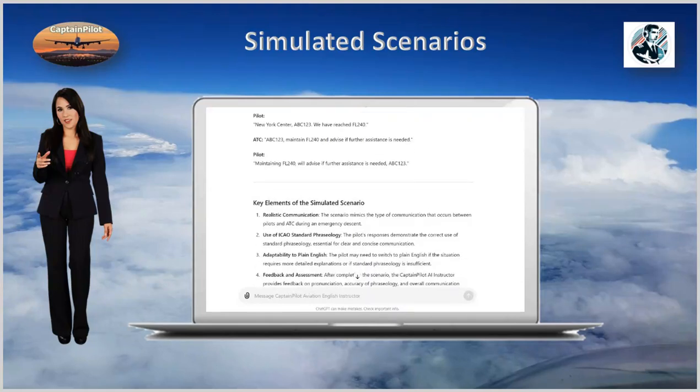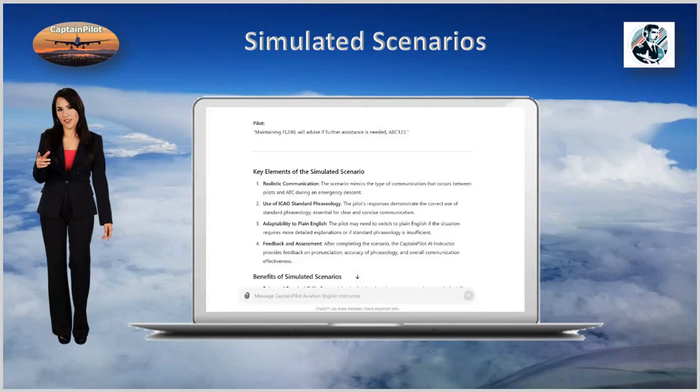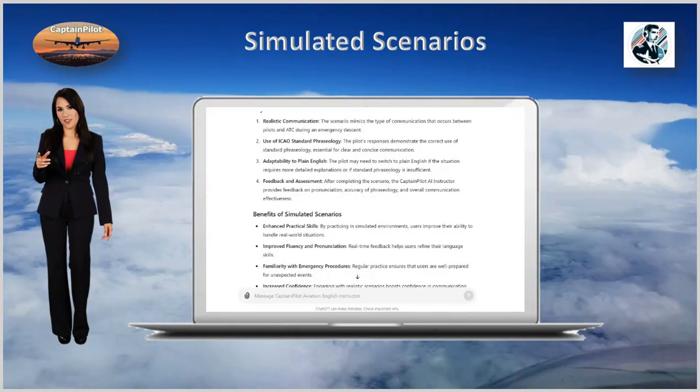Key elements of the simulated scenario. 1. Realistic communication. The scenario mimics the type of communication that occurs between pilots and ATC during an emergency descent. 2. Use of ICAO standard phraseology. The pilot's responses demonstrate the correct use of standard phraseology, essential for clear and concise communication. 3. Adaptability to plain English. The pilot may need to switch to plain English if the situation requires more detailed explanations or if standard phraseology is insufficient. 4. Feedback and assessment. After completing the scenario, the CaptainPilot AI instructor provides feedback on pronunciation, accuracy of phraseology, and overall communication effectiveness.